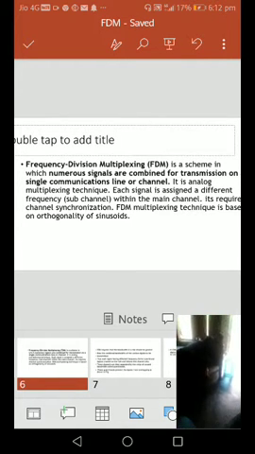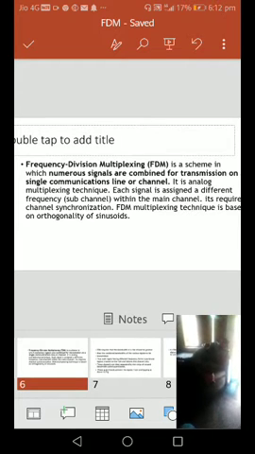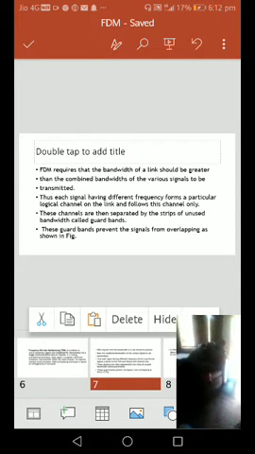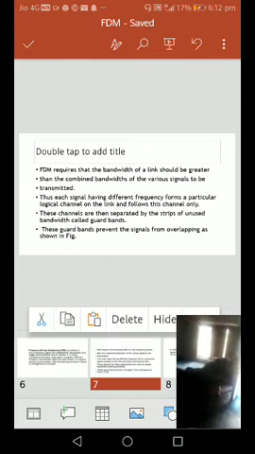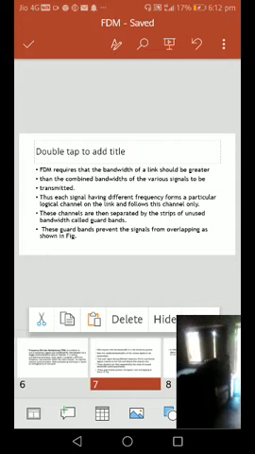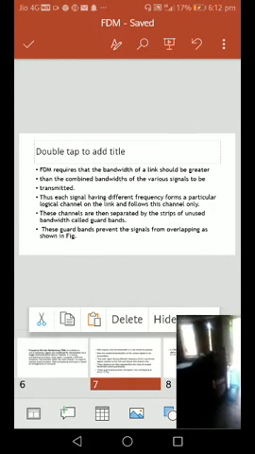Then go to the next slide, about frequency division multiplexing. FDM requires that the bandwidth of the link be greater than the combined bandwidth of the various signals to be transmitted. This means the link bandwidth must be greater than that of the individual signals.